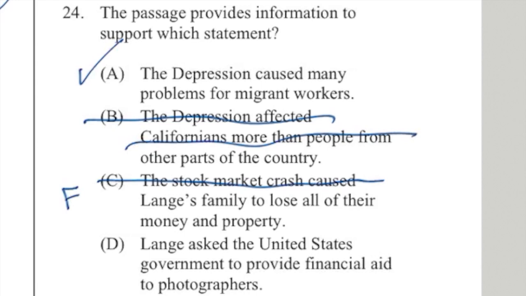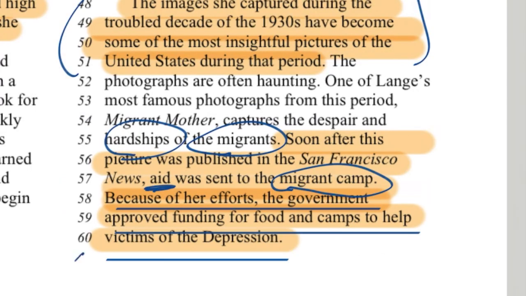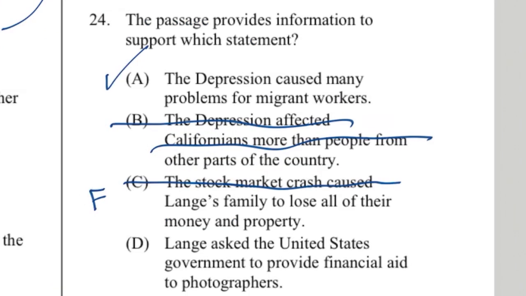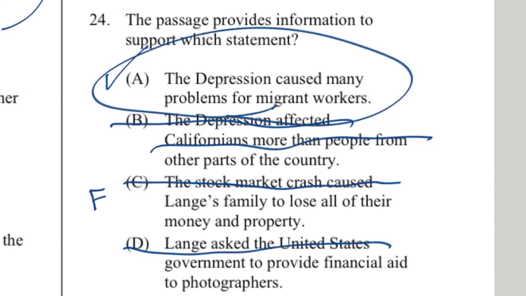And our last answer choice, D, is Lange asked the United States government to provide financial aid to photographers. So let's look at the passage for the part about aid. "Because of her efforts, the government approved funding for food and camps to help victims of the Depression." So it wasn't about photographers at all. That will help us to confirm that A is our answer choice.